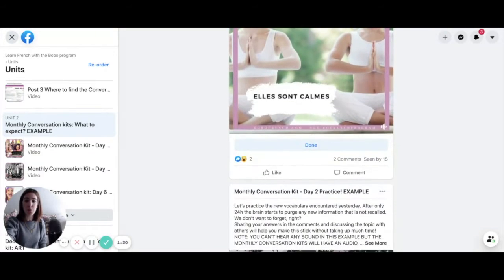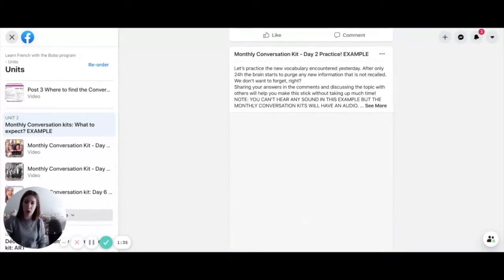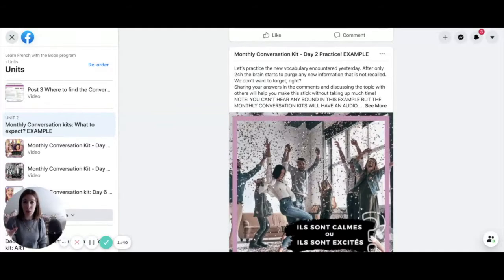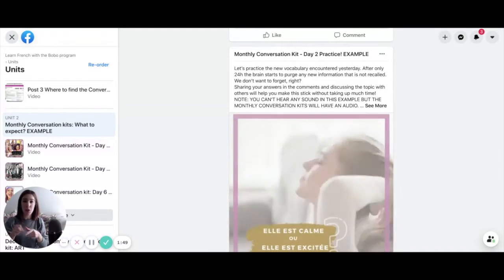On day 2, c'est practice. Because after 24 hours, your brain starts to purge any new information, and that's not what we want. We want to remember. So after discovering the new vocabulary, you need to practice right away.